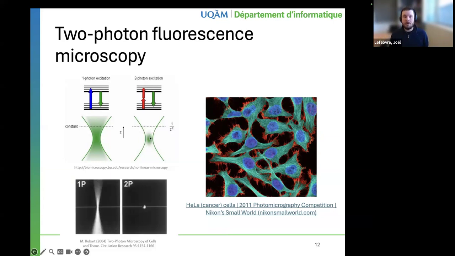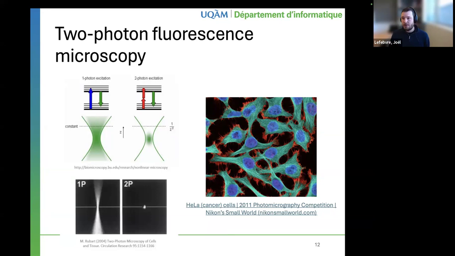So by doing two-photon microscopy, we remove the pinhole, we have a higher SNR, and we can also go deeper because typically the excitation wavelength will be at a longer wavelength that has better penetration inside the tissue. So using two-photon microscopy, we can also study the structural connectivity of the brain.